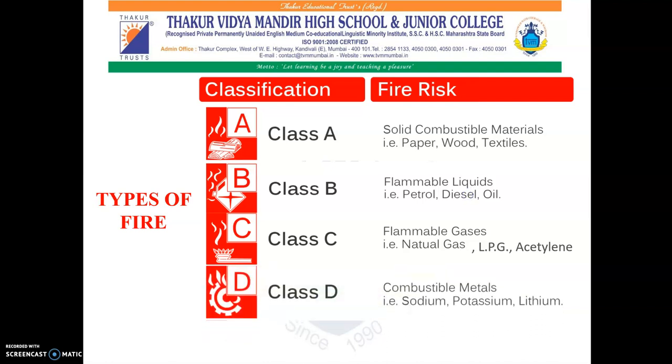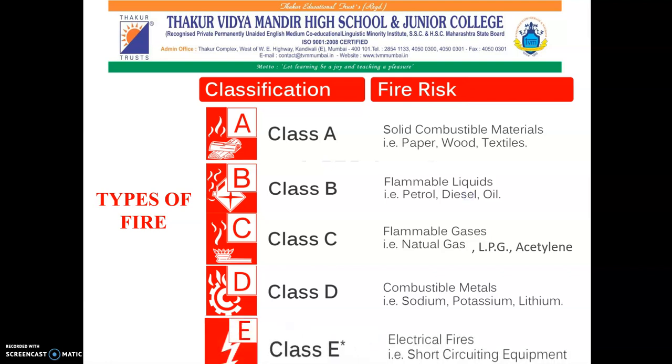Class D fire. Now, this type of fire is caused due to the combustible metals like potassium, sodium, and calcium, which react with water at normal room temperature. Magnesium, aluminium, and zinc, they react with water at a very high temperature. When both these groups combine with water, it explodes.